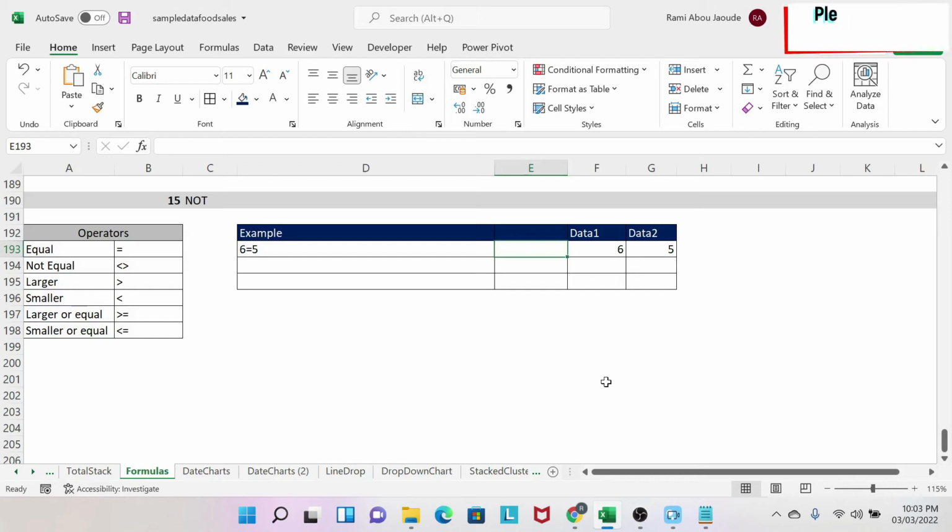The objective of this lesson is to learn how to use the NOT formula in Excel. And usually this formula is used with other formulas, like for example the IF statement, to make things easier. What this formula does is look at one condition, and if the condition is true, it will transform it to false. If the condition is false, it will transform it to true.